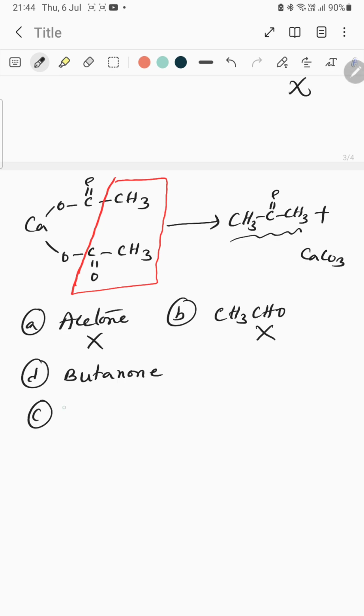Then option C is propanaldehyde. This is the propanaldehyde. The aldehydes and ketones are functional group isomers and both have the same molecular formula. Then option C is correct.